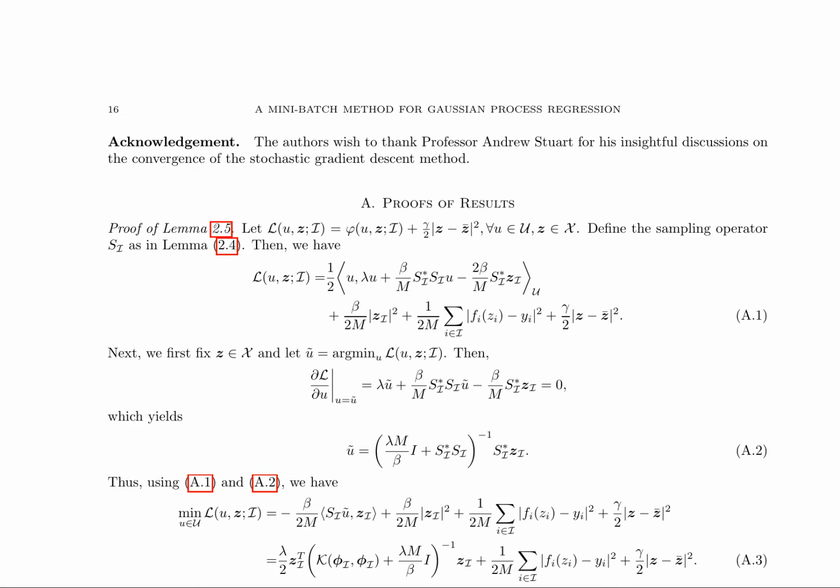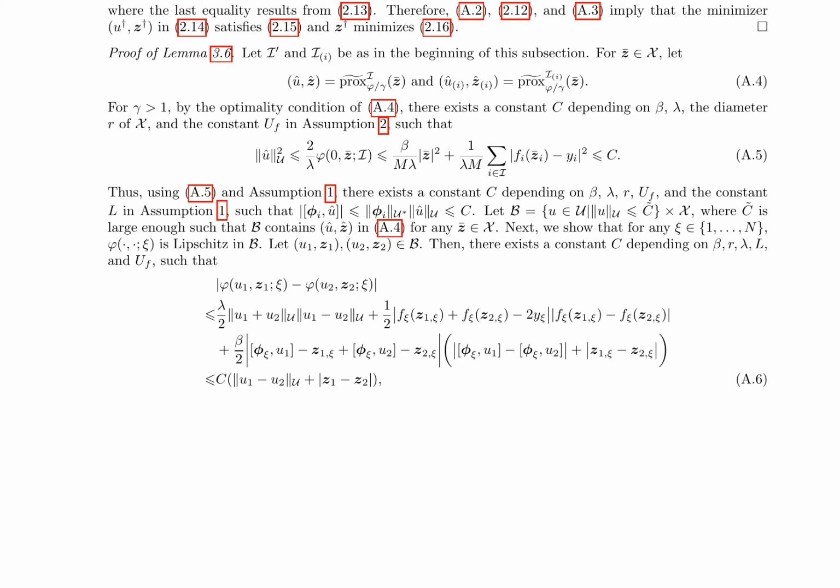The authors discuss a mini-batch method for Gaussian process regression, acknowledging insightful discussions with Professor Andrew Stewart on the convergence of stochastic gradient descent. They proceed to prove two lemmas, starting with lemma 2.5, which involves defining a sampling operator S_i and minimizing the function L(U, Z, i) with respect to U. This yields an expression for the minimizer U, used to prove the lemma.